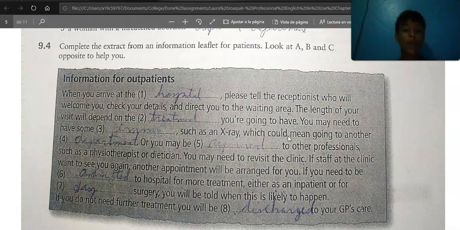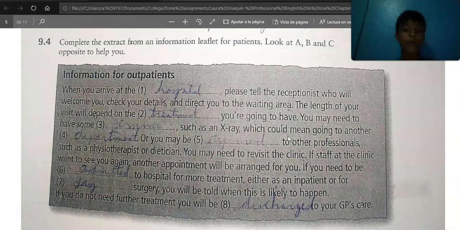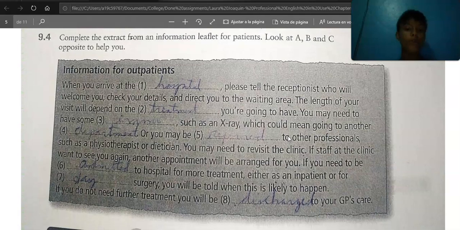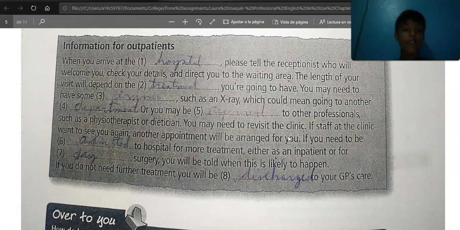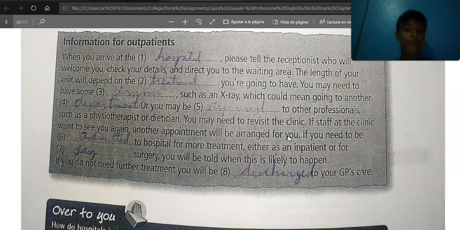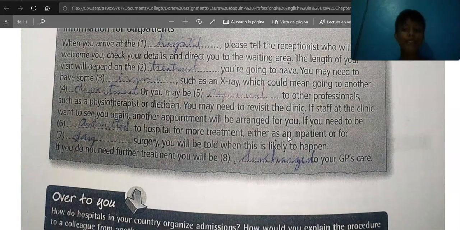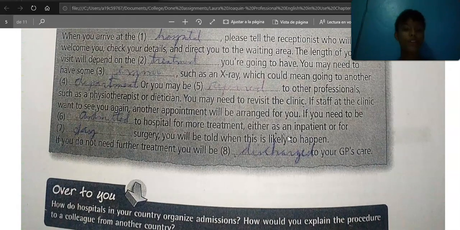Information for outpatients. When you arrive at the hospital, please tell the receptionist, who will welcome you, check your details, and direct you to the waiting area. The length of your visit will depend on the treatment you are going to have. You may need to have some exams, such as an x-ray, which could mean going to another department, or you may be referred to other professionals, such as a physiotherapist or dietitian. You may need to revisit the clinic if staff at the clinic want to see you again. Another appointment will be arranged for you.